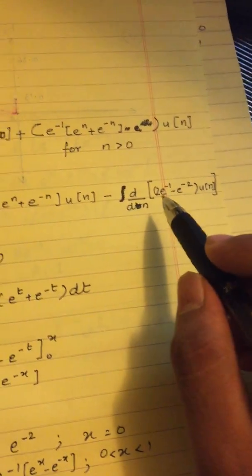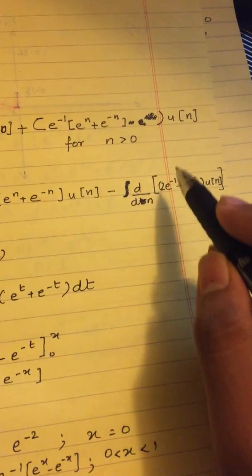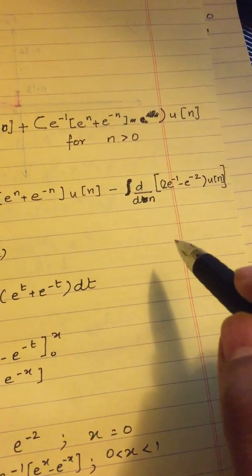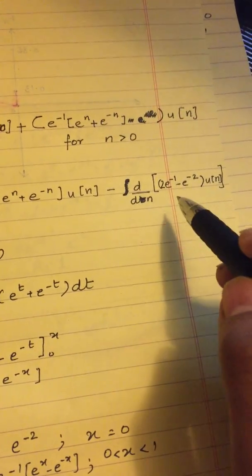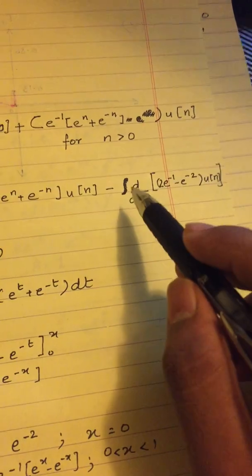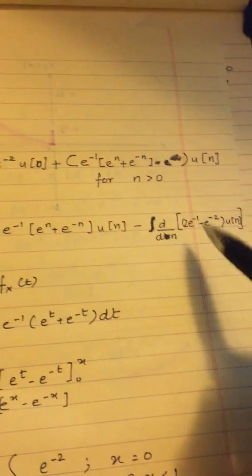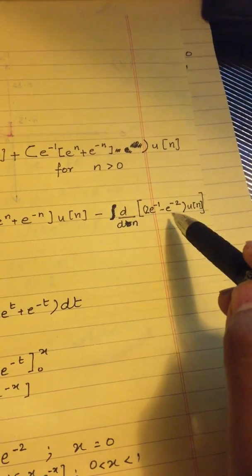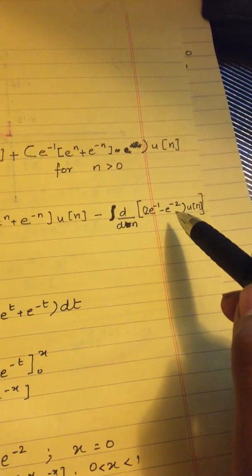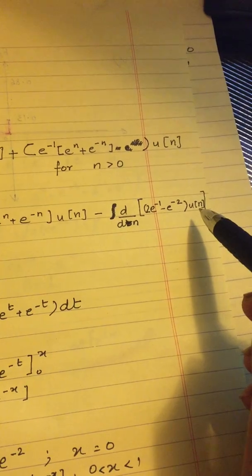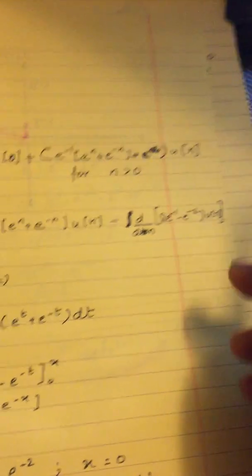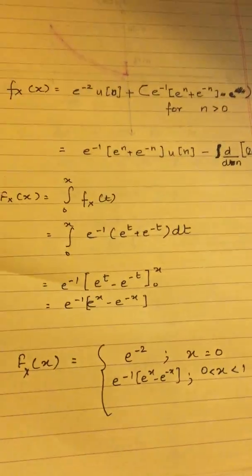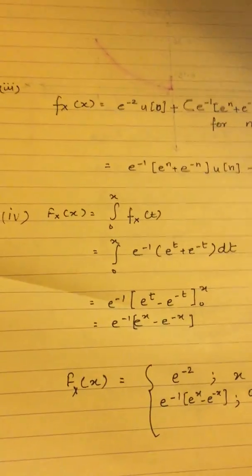So what we do is we take out the part that is between e to the power minus 2 and e to the power minus 1 into e^n plus e^minus n. And we get that difference in between. So we just subtract the difference from the entire one. So we'll just get e to the power minus 2 when we solve this portion. And when we differentiate this with respect to n, this will become your impulse function, which will be the value at n equal to 0. So that's the third part.